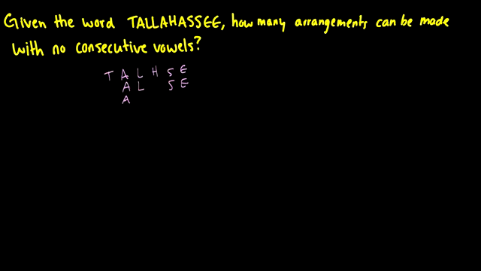A strategy here is to leave the vowels out for now. Let's look at those later. So now we have a word that is TLLHSS. How many ways can we arrange this word? This should be fairly simple. There are 6 total letters, so that's 6 factorial. We have 2 L's, so we divide by 2 factorial. We have 2 S's, so we divide by 2 factorial, because they are indistinguishable from each other.